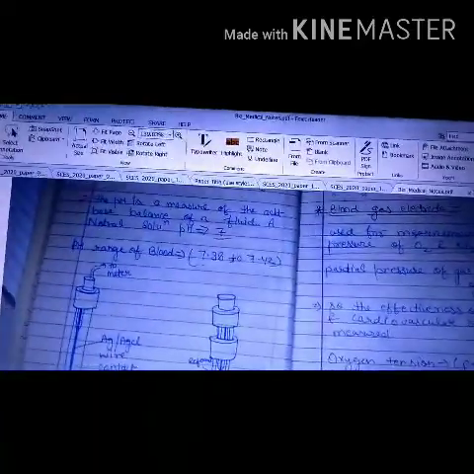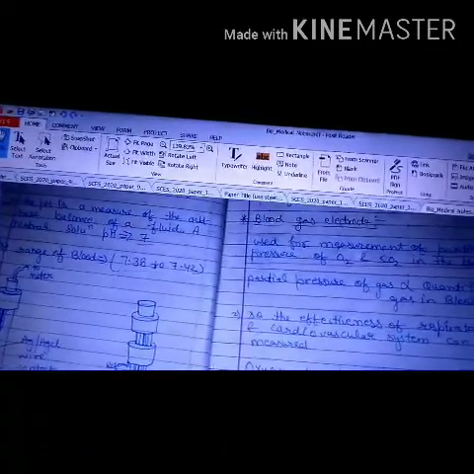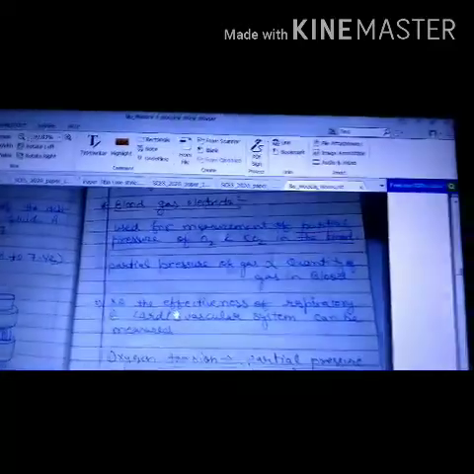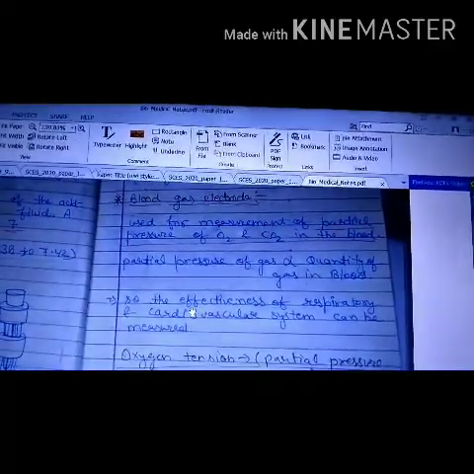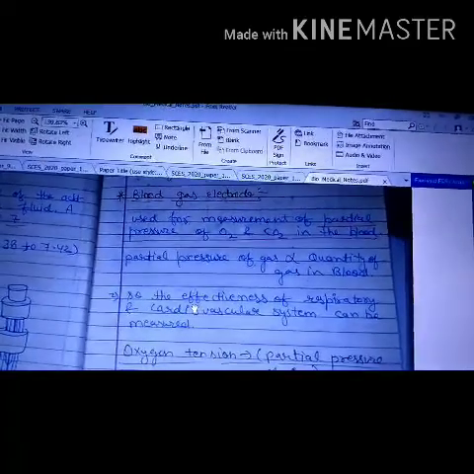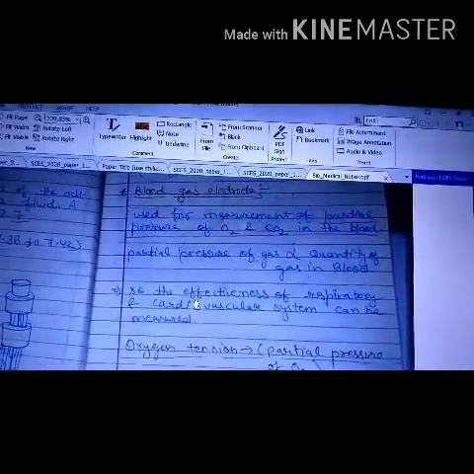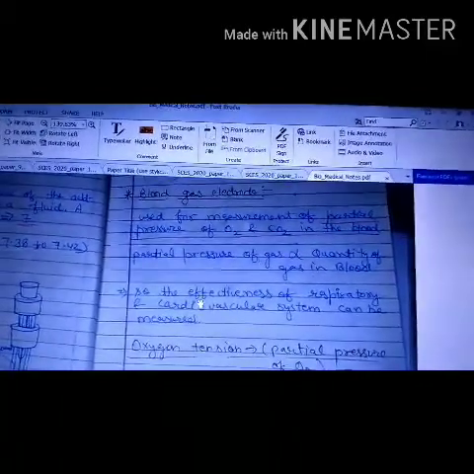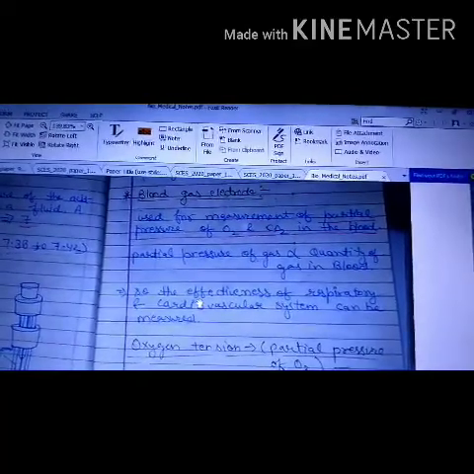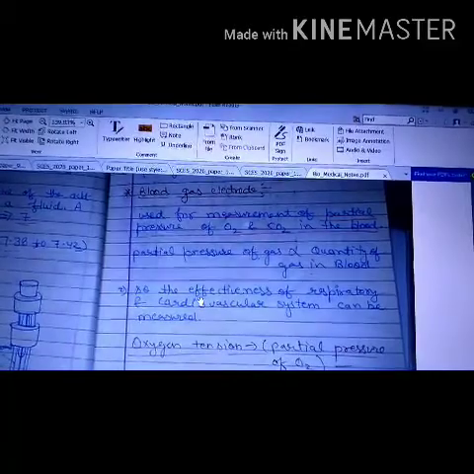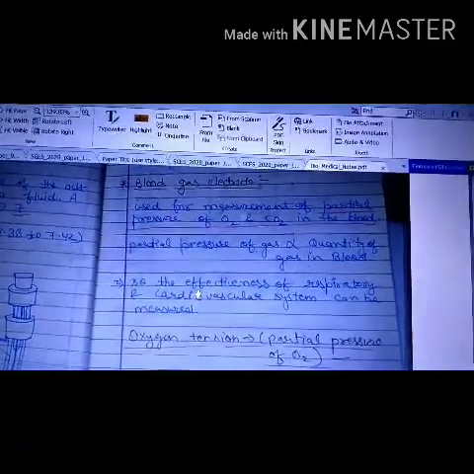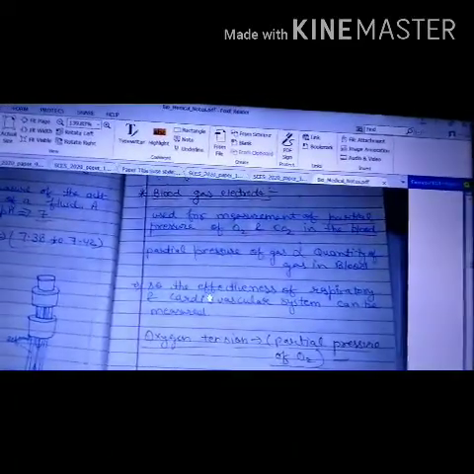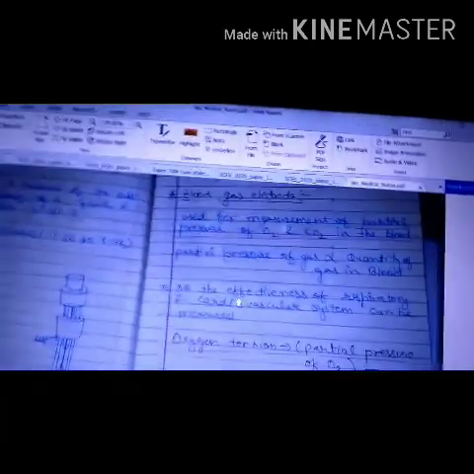Thereafter, there is the blood gas electrode. These electrodes are used for measurement of the concentration of oxygen or carbon dioxide in our human blood. If we want to measure their concentration in the human blood, we have to measure their partial pressure. The partial pressure of a gas is directly proportional to the quantity of that gas in the blood. So the effectiveness of a respiratory or a cardiovascular system can be measured by measuring the partial pressure of either oxygen or carbon dioxide. This will tell us the capability of our blood to carry these particular gases to our different cells.